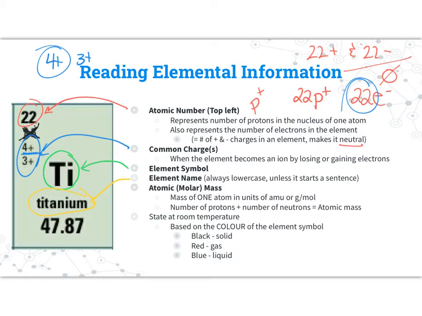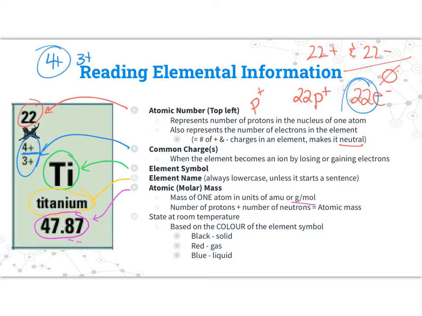Now, in our diagram, we also have the atomic or molar mass, and that is this number here. The atomic or molar mass, for the most part, always has 2 decimals. Again, it is the mass of only one atom in units of AMU or grams per mole, where grams per mole are the most common. The atomic molar mass represents the number of protons and the number of neutrons. Remember, that's what makes up its mass.